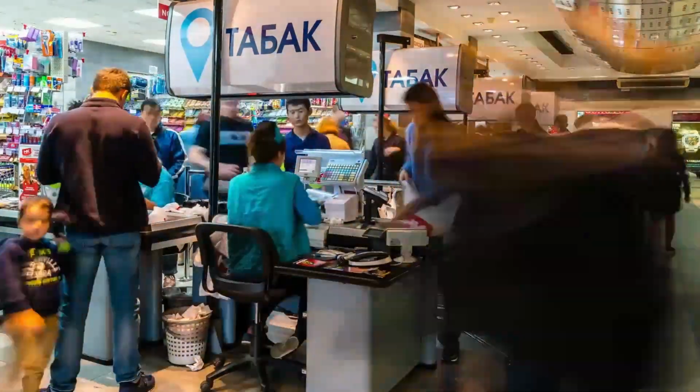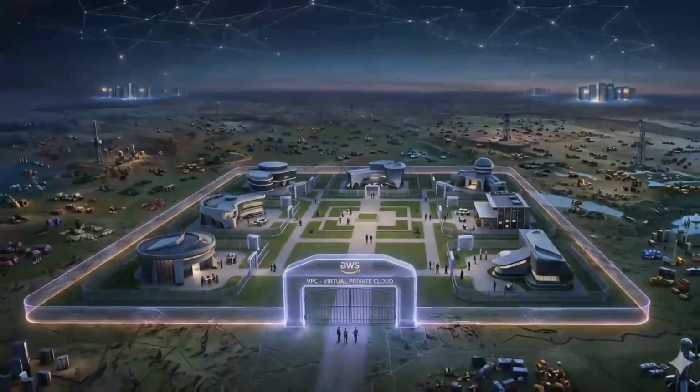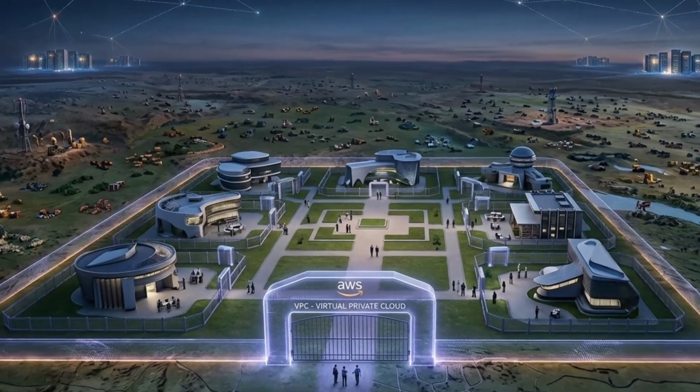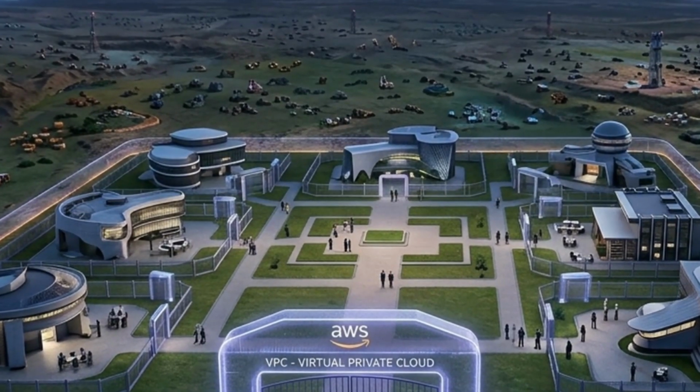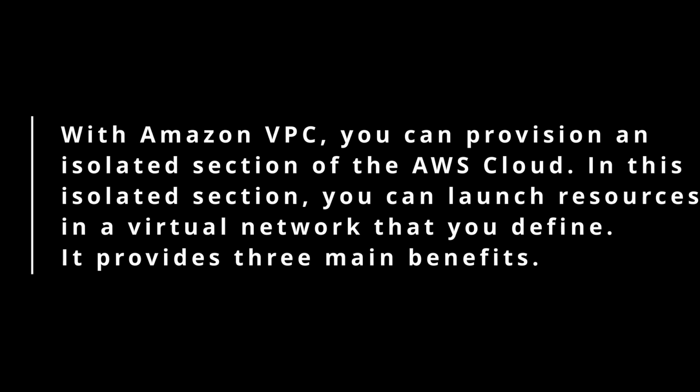through the VIP entrance. First, you need your own private land. This is the Amazon VPC, or Virtual Private Cloud. Think of it as your private gated community in the middle of the massive AWS continent. With Amazon VPC, you can provision an isolated section of the AWS cloud. In this isolated section, you can launch resources in a virtual network that you define.